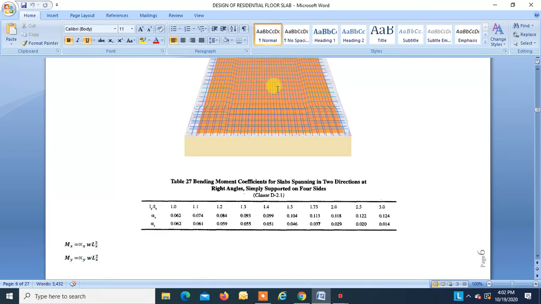You can design the main steel, Ast x, due to Mx, and whatever main steel you get, you have to provide at least 50% on the support. Similarly, along the longer span, there is Ly also.